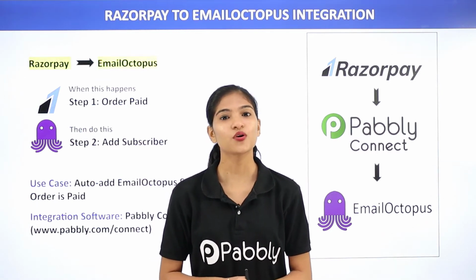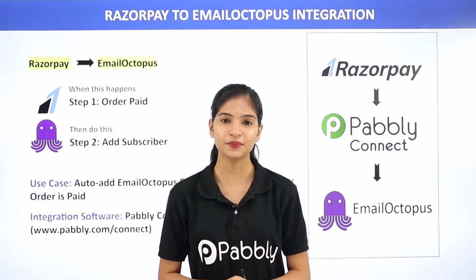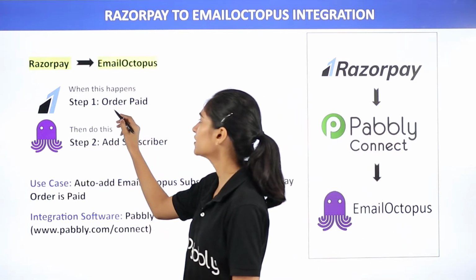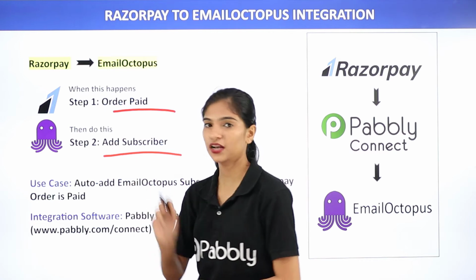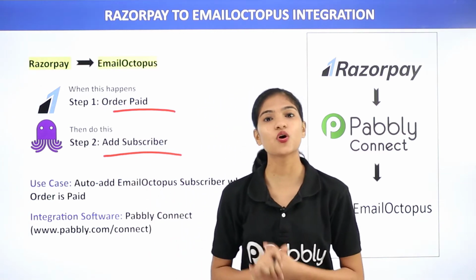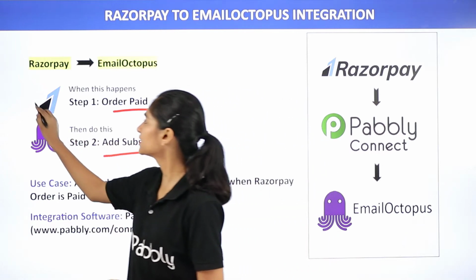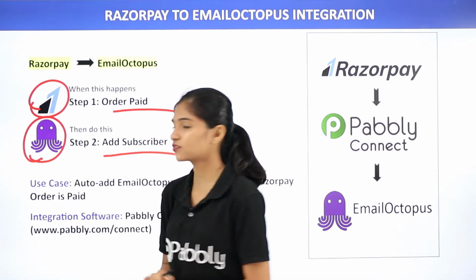Today in this video, we are going to integrate two software applications, Razorpay and Email Octopus. So the use case here is that whenever an order is paid in Razorpay, automatically add a subscriber in Email Octopus. First, let us know what these two software applications are all about. Razorpay is an online payment gateway, whereas Email Octopus is an email marketing software.